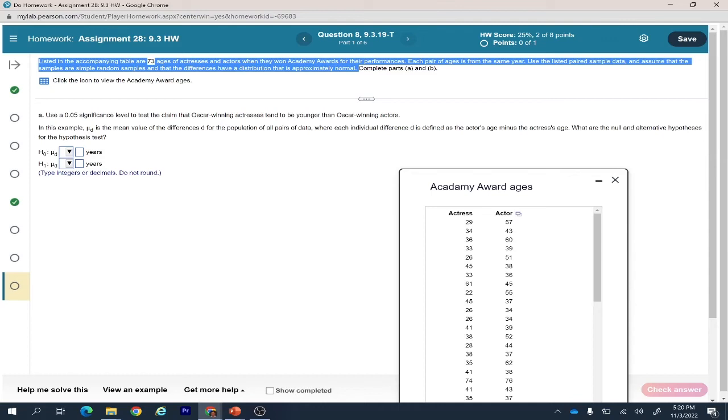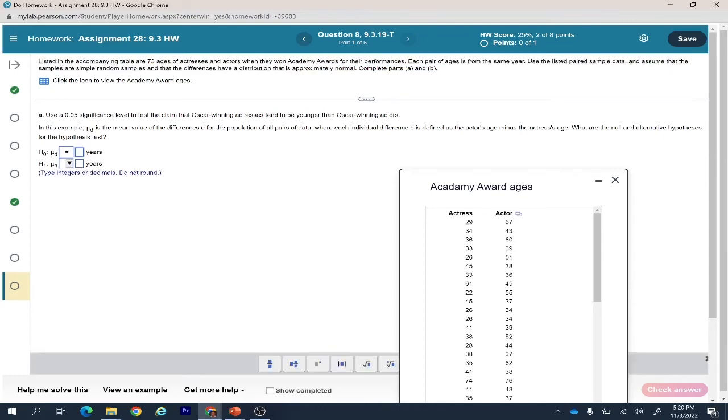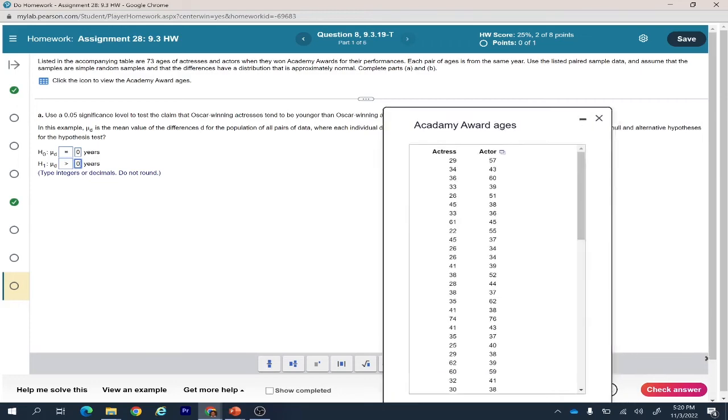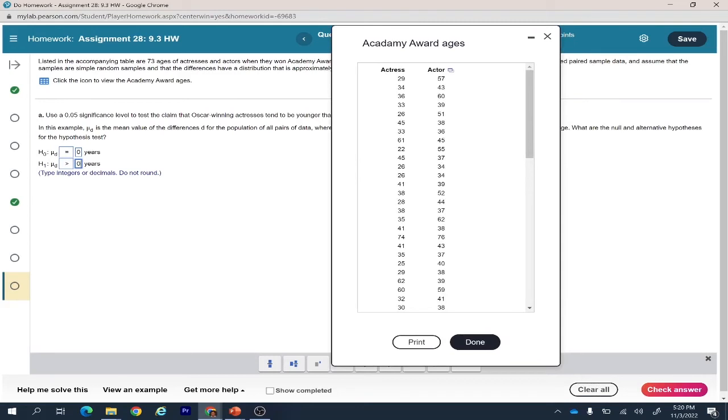Okay. So what is the null hypothesis? The mean of the age difference is 0, and the claim is that the actress's age should be less than the actor's age. So the alternative is that mu of d is greater than 0, because this is the difference of actor minus actress. If this difference is positive, then that would be our claim. That tells us the actor's age is greater than the actress's age. Okay, so we did that. So now let's check.